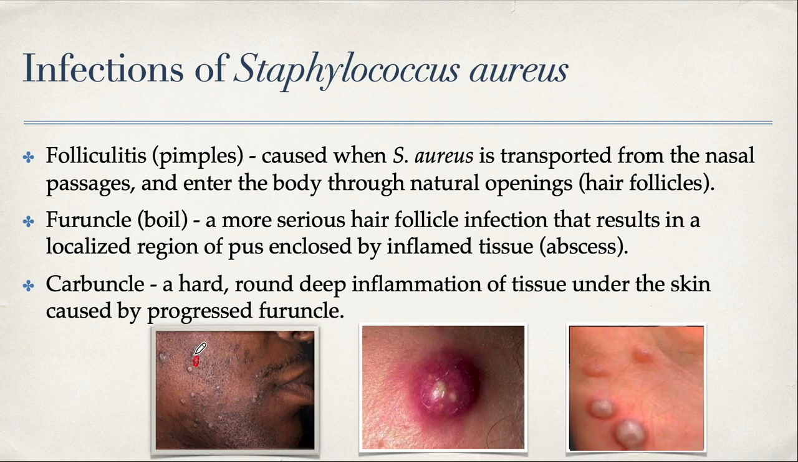And then you have the furuncles, which are boils. These are furuncles, and they are a bit more serious than folliculitis. It results in the accumulation of pus, and there is an abscess. And then there is carbuncle. That's an example of a carbuncle, characterized by redness. So there is a deep round red tissue. It's harder compared to boils, but it's deeper as well, and it typically progresses from a furuncle or a boil.